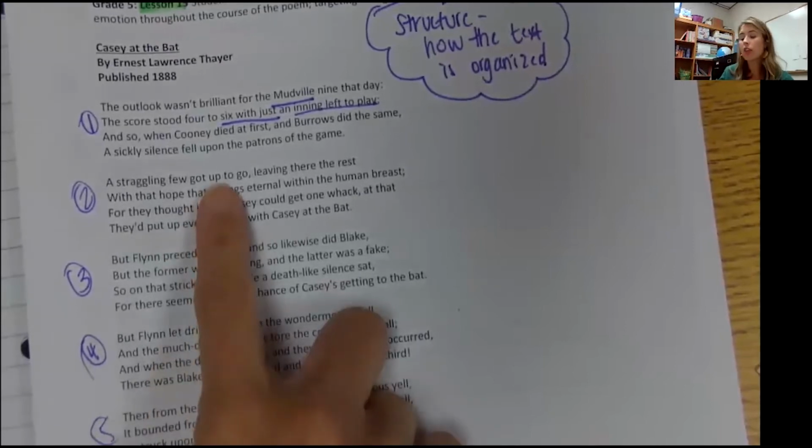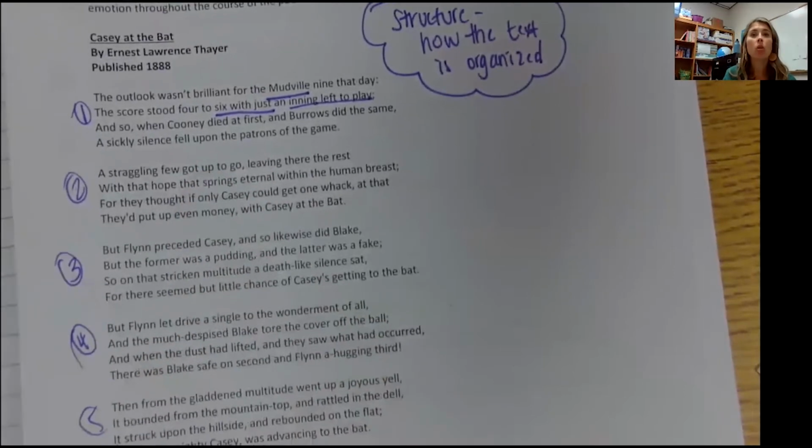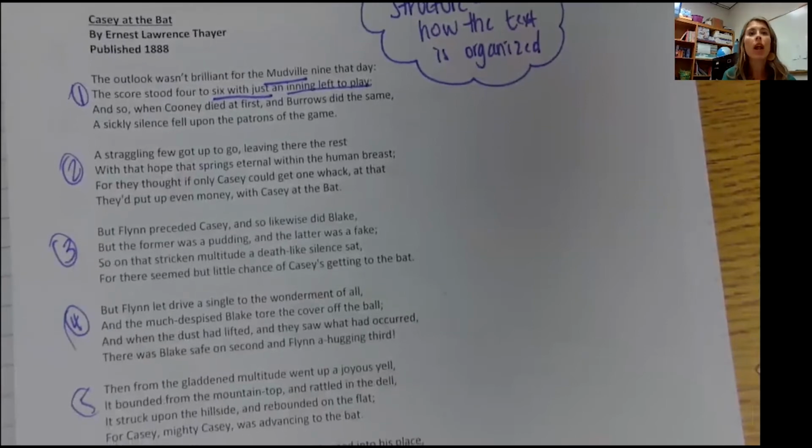A straggling few got up to go, leaving the rest, with that hope that springs eternal within the human breast. For they thought if only Casey could get one whack at that, they'd put up even money with Casey at the bat.